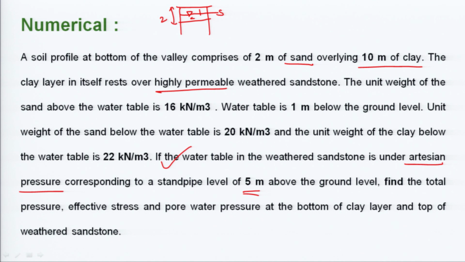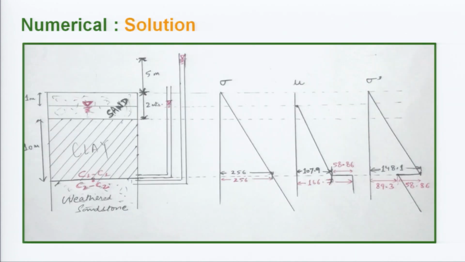Find the total pressure, effective stress and the pore water pressure at the bottom of the clay layer and the top of the weathered sandstone. So, we will be seeing the two sections and we will be plotting the graph accordingly, plotting the variation of the total stress, the pore water pressure and the effective stress. So, understand here what was given in the question.